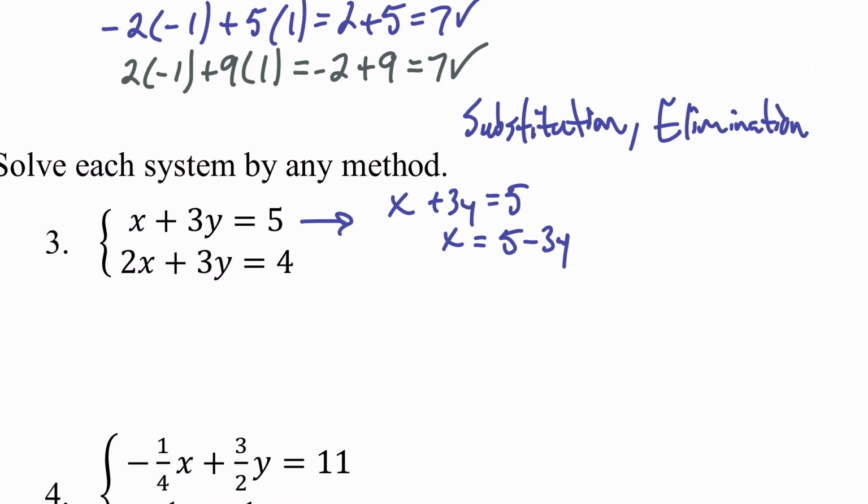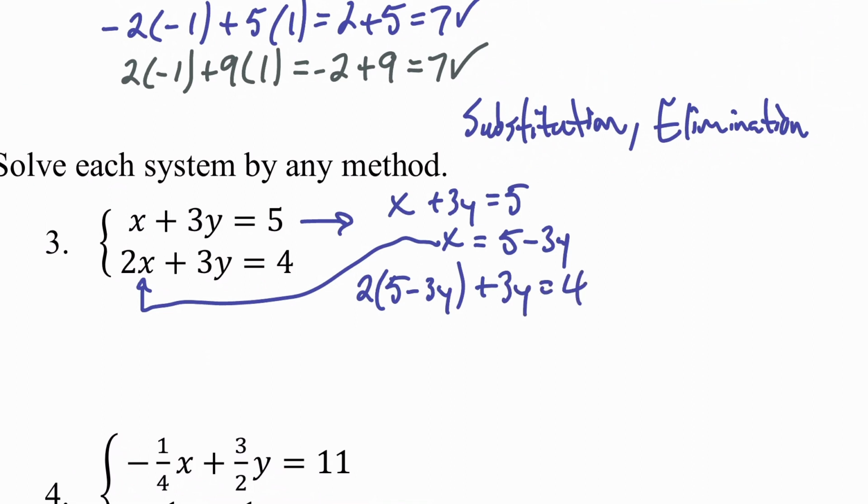Then what we're going to do is substitute this x in for that one. So we're going to have 2 times 5 minus 3y. That's the x that we substituted, right? Because x equals 5 minus 3y. And then plus 3y equals 4. So what we did, basically, is we combined the two equations into one equation that no longer has x in it. It only has y as a variable now.